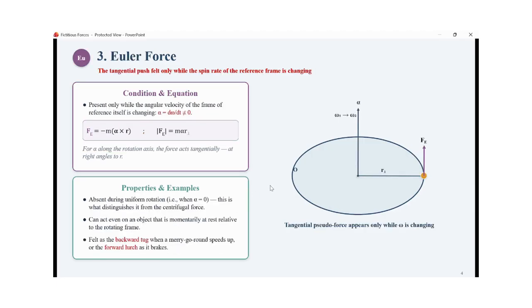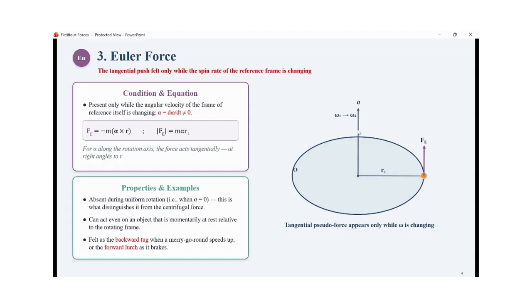Now the third type of pseudo force is the Euler force. This Euler force is present only for a non-uniformly rotating reference frame. So in this case, the object is present inside a non-uniformly rotating reference frame. So this alpha is equal to d omega over dt, and in this case it must not be 0. So you can see that d omega will be in the direction of omega, that is alpha will be in the direction of omega.